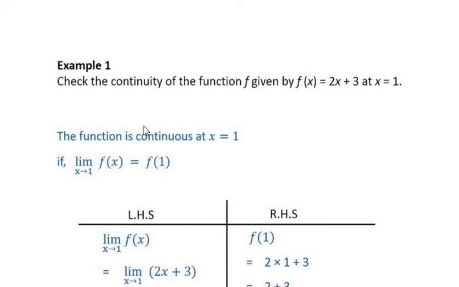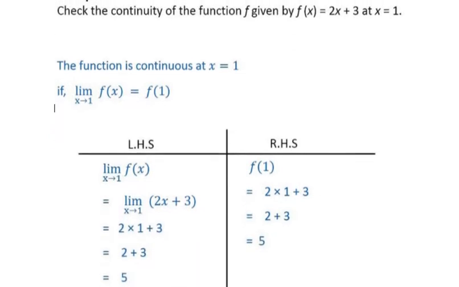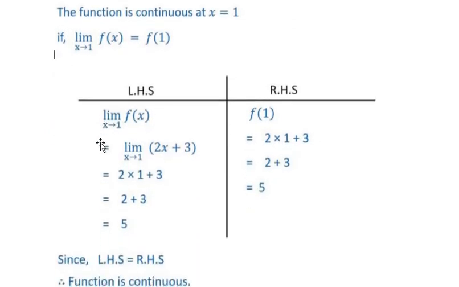So here we need to check whether the function is continuous at x = 1 or not. When we consider the value of x slightly less than 1, that is called the left hand side limit. And when we consider the value of x slightly greater than 1, that is called the right hand side limit. So here limit x tends to 1, f(x), we are not going to change the value. Simply we will write limit x tends to 1, 2x + 3.